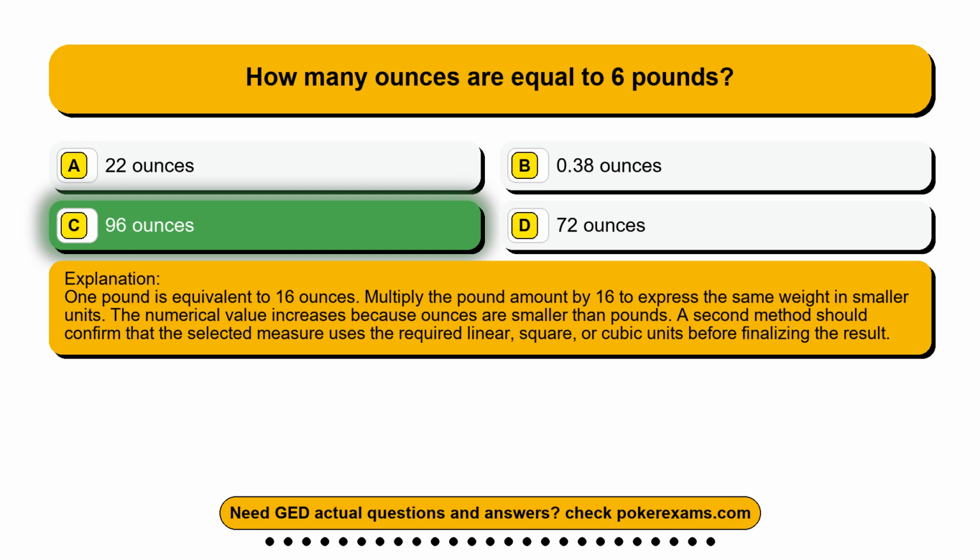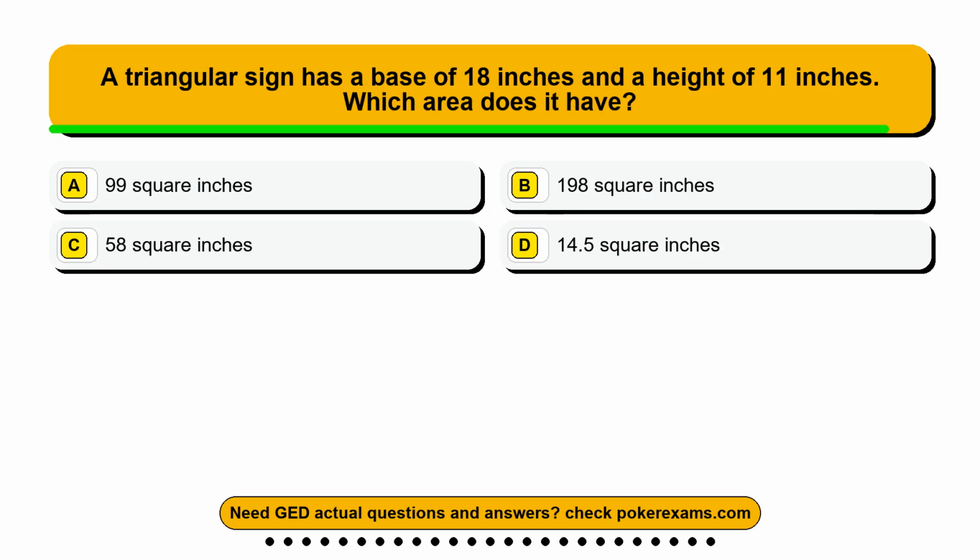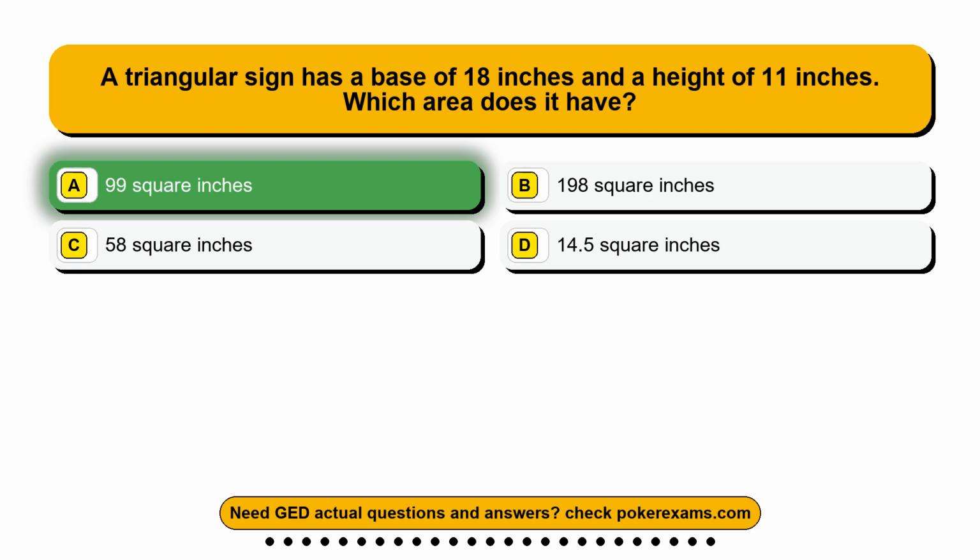result. Question 15. A triangular sign has a base of 18 inches and a height of 11 inches. Which area does it have? Option A, 99 square inches. Option B, 198 square inches. Option C, 58 square inches. Option D, 14.5 square inches. The correct answer is option A, 99 square inches.